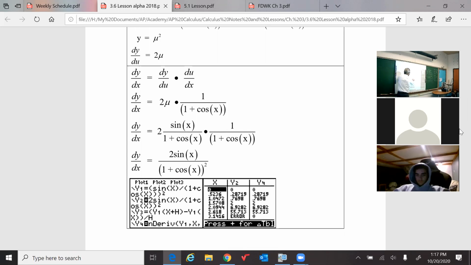And if you got it this far, that's 100% correct. This is just algebra 1, clean it up. You want to see where your answer may have diverged from this. And then I just verified it using the derivative of y4. Just a picture of the table.